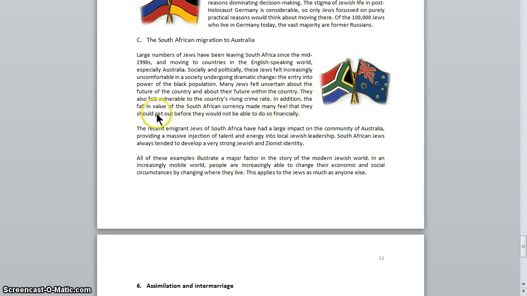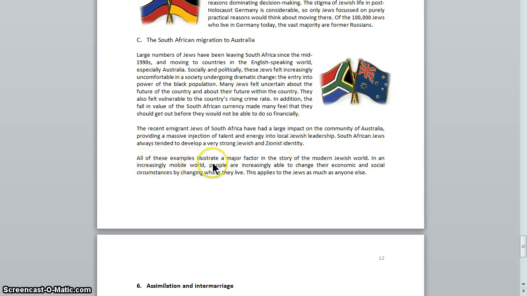In addition, the fall in value of the South African currency made many feel that they should get out before they would not be able to do so financially. The recent emigrant Jews of South Africa have had a large impact on the community of Australia, providing a massive injection of talent and energy into local Jewish leadership. South African Jews always tended to develop a very strong Jewish and Zionist identity.